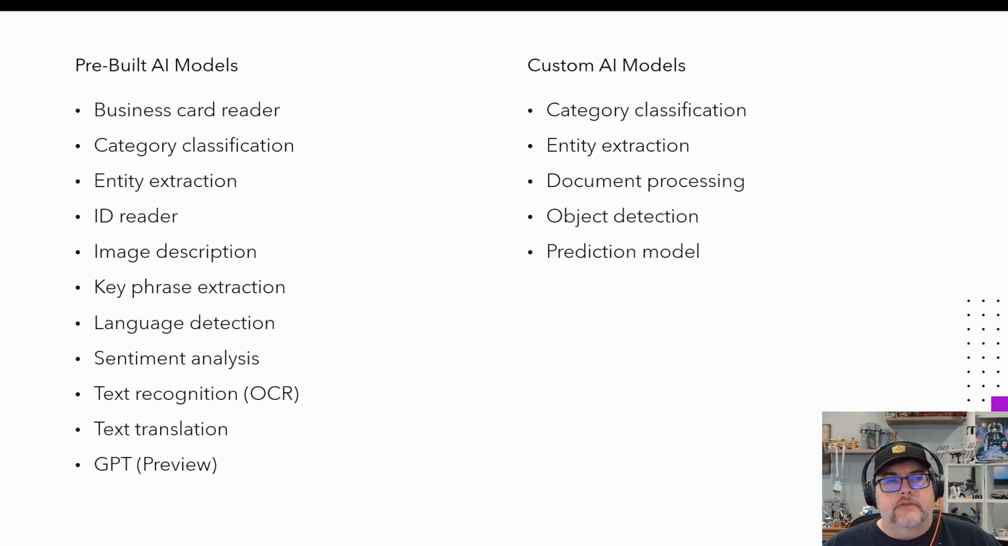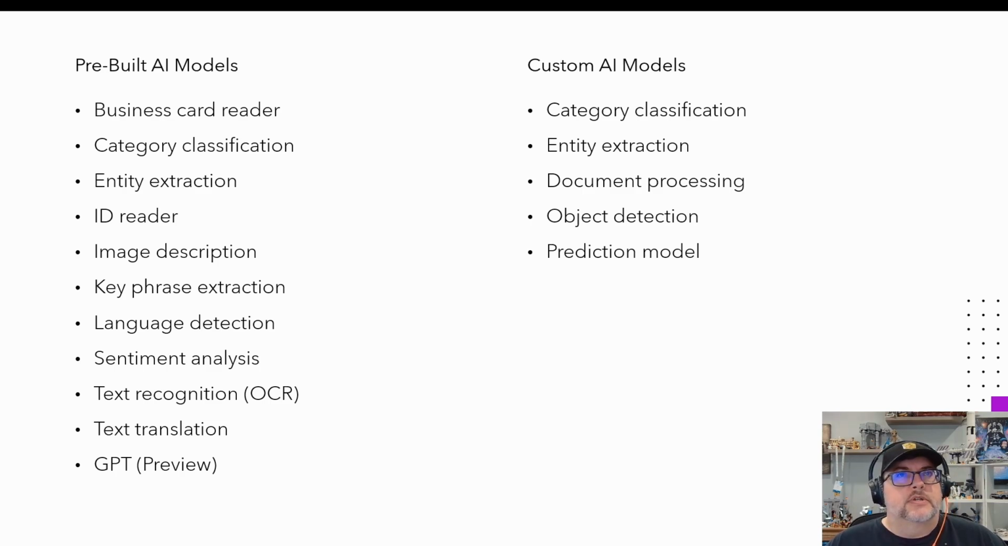There's business card reader, there's category classification, which basically looks at text and identifies what it relates to. There's entity extraction, so it goes into an image or a block of text and says, okay, this is a social security number, this is a credit card number, this is a name, that kind of stuff. That's the entity extraction. There's ID reader. It can look at, like, a driver's license or a passport and automatically pick out the various pieces of text that it might need from that.